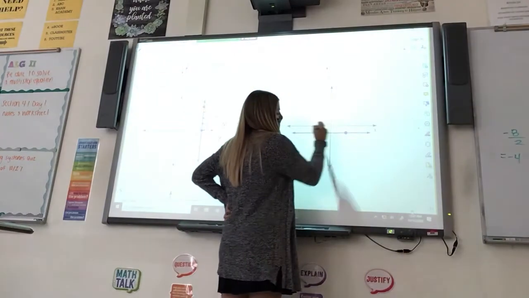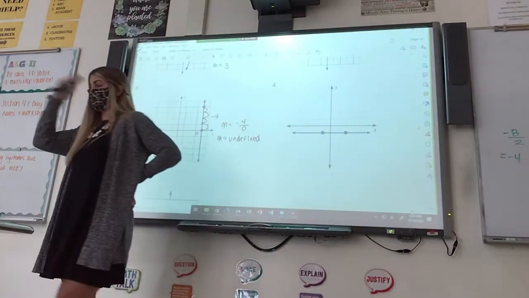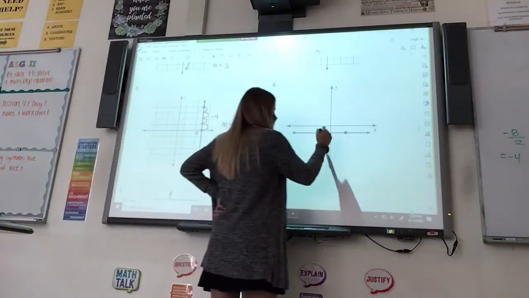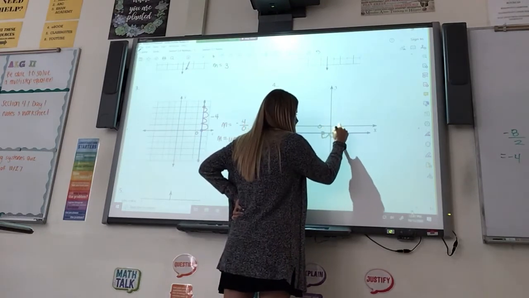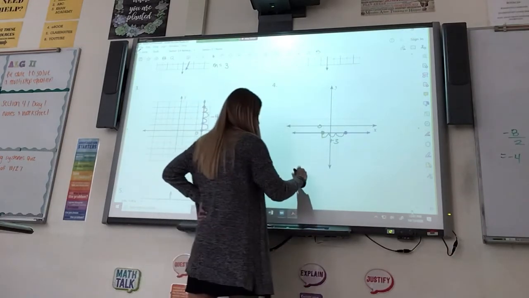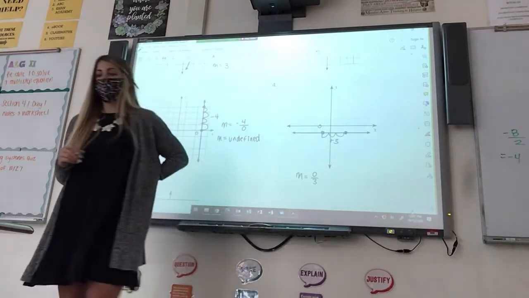So let's say I start at this point right here, number 4. I'm not going anywhere up and down, right? I'm already on the same level as the other point. So it'd be 0 over 3. Yeah, so my rise is 0, and then I'm going 1, 2, 3 over. So my slope is going to be 0 over 3 because I don't have a rise.